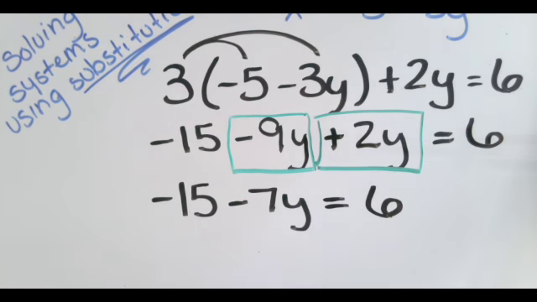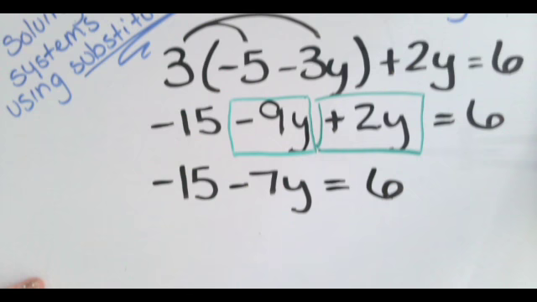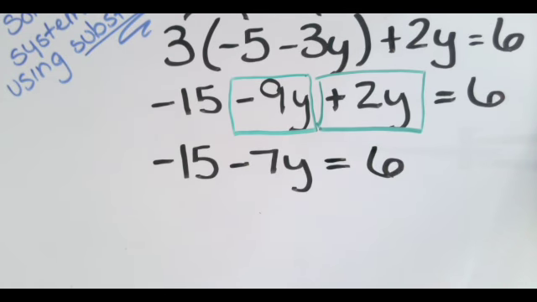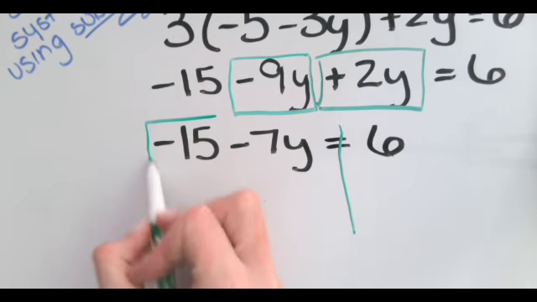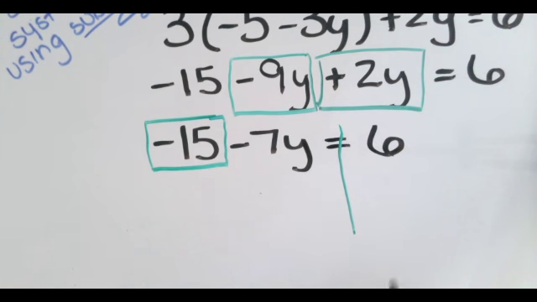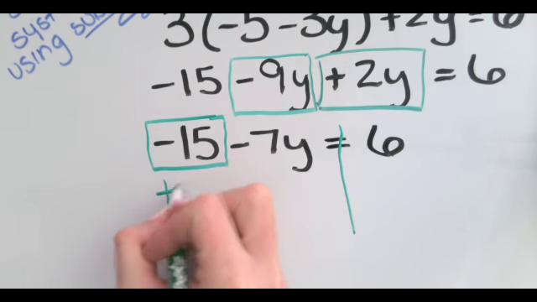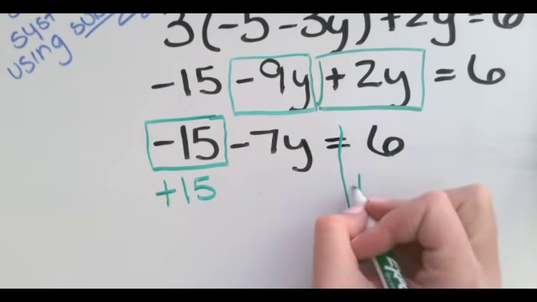So now I have a two-step equation. So now what I'm going to do is start to get y by itself. I'm going to put a line through the equal sign, and I'm going to move my constant first to the other side using the opposite operation. So I'm going to add 15 to both sides.